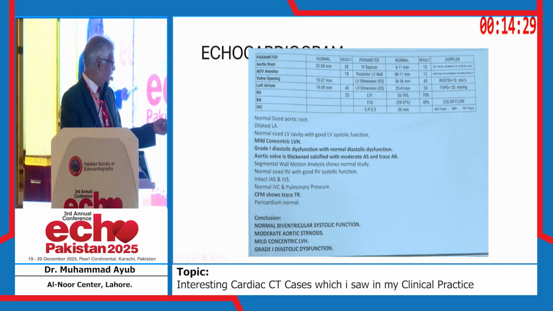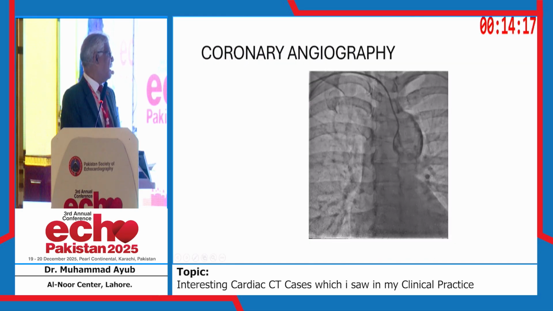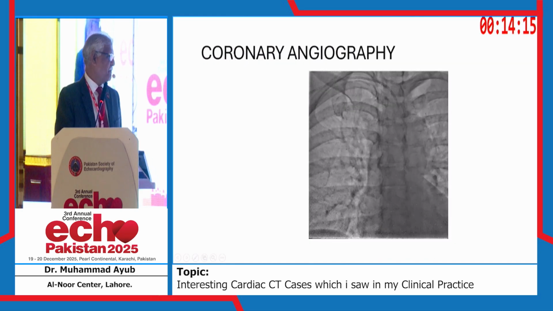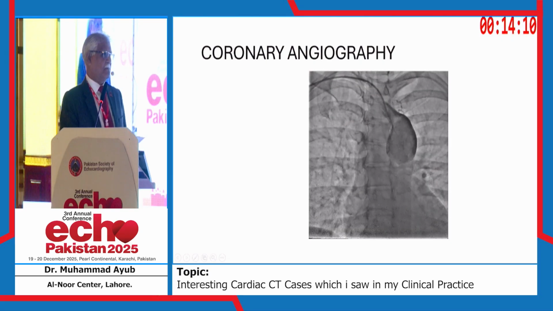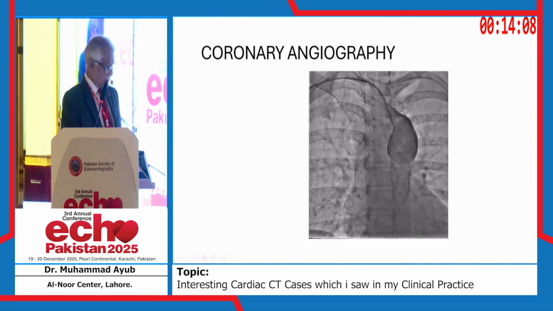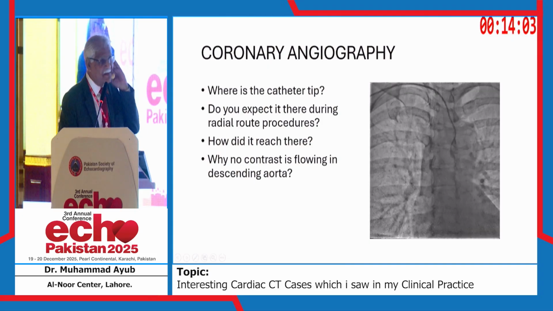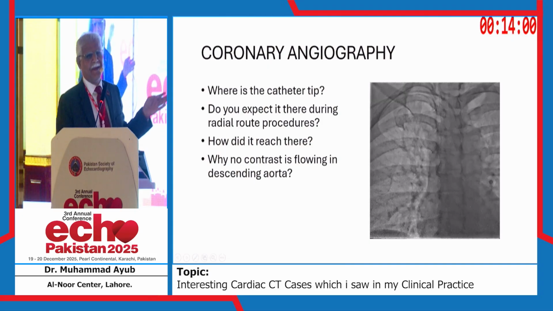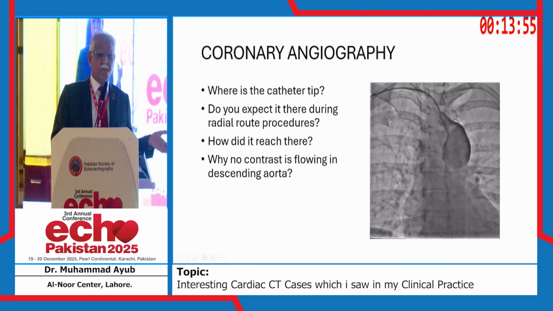And the echocardiogram revealed before conventional angiography that the patient had moderate aortic stenosis with mild LVH. This is the conventional angiography of the patient done through radial approach. Now, some very basic questions. Where is the catheter in this case? Is it where it is supposed to be?